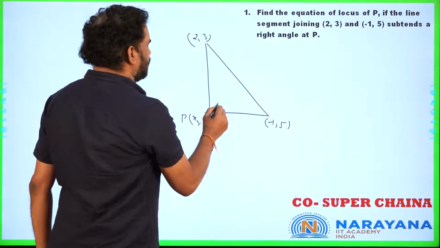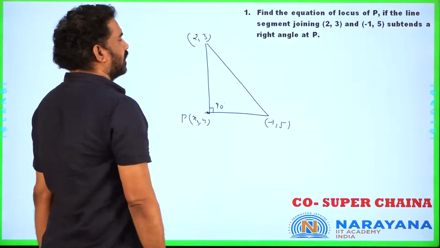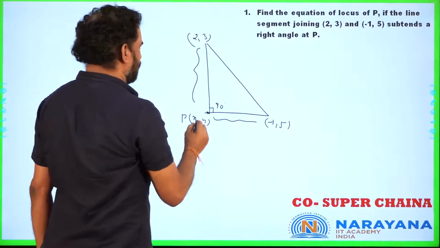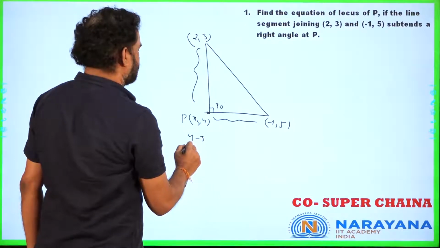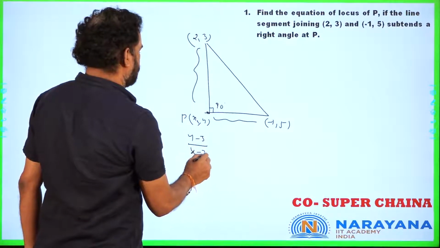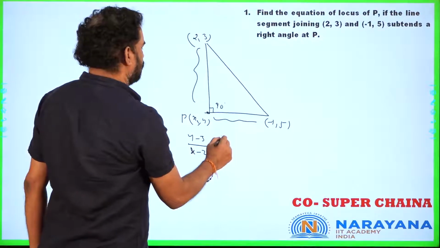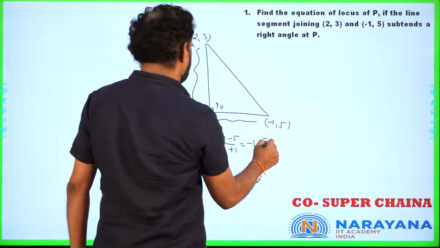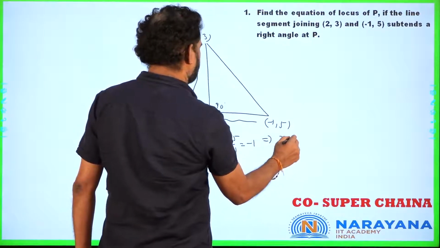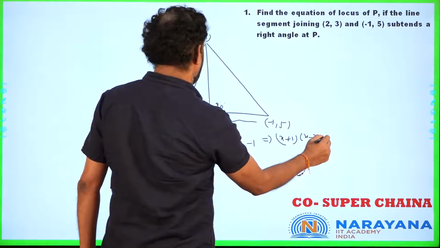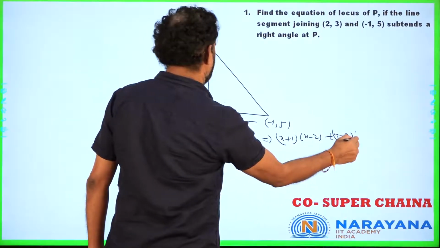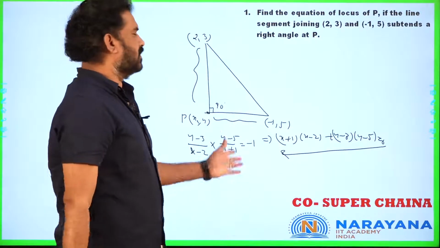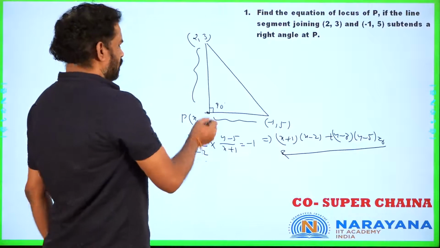So it is a right angle triangle, this is 90 degrees. So the product of the slope of this one and the slope of this one is minus 1. So it is (y minus 3) by (x minus 2) into (y minus 5) by (x plus 1) is equal to minus 1. So this implies (x plus 1)(x minus 2) plus (y minus 3)(y minus 5) equals 0. Expand it, this is a circle equation.